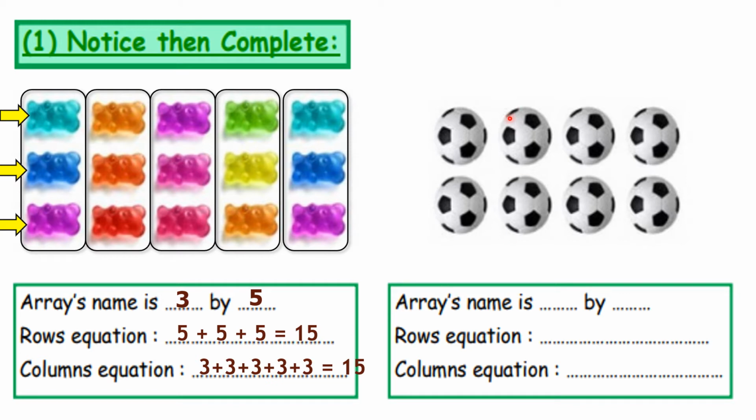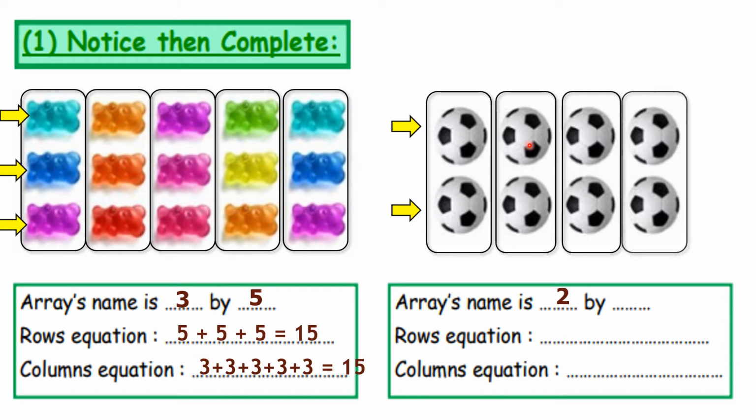Let's find the name of this array. How many rows do I have? 1, 2 rows. So I put here 2 in rows. How many columns? 1, 2, 3, 4 columns. So I put here 4 in columns. So the name of this array is 2 by 4. So what is the rows equation in this array? Let's see. I have two rows. Each row has 4 poles. So I have 4 plus 4, which equals 8.